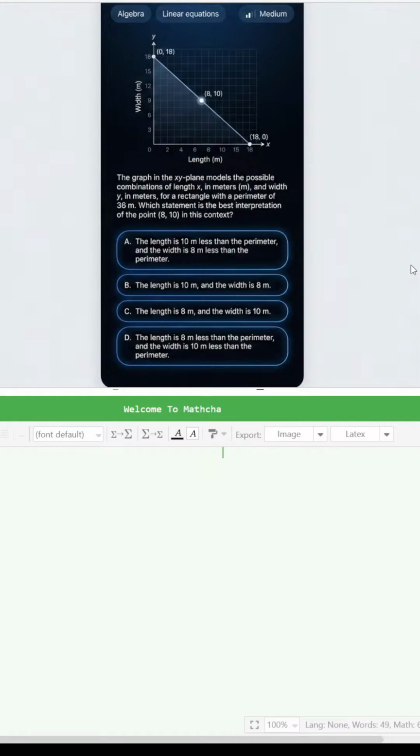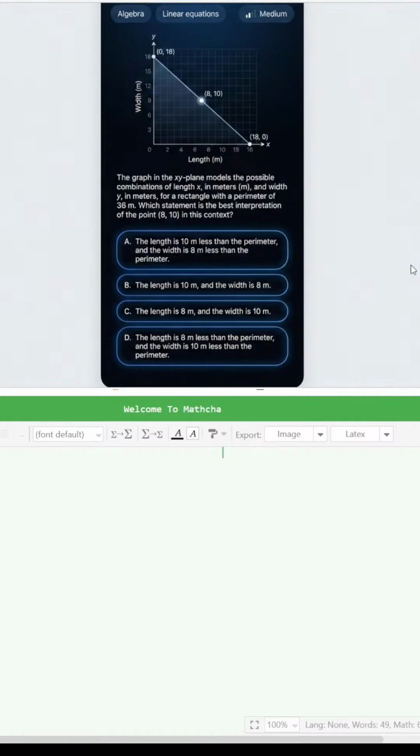So the first statement says that the length is 10 meters less than the perimeter and the width is 8 meters less than the perimeter, and that is not correct because the perimeter is 36 meters and length and width are 8 and 10. Then the second one is the length is 10 meters and the width is 8 meters, so that is also not correct because the length is given in the x-axis, that is 8, and the width is given in the y-axis, that is 10.